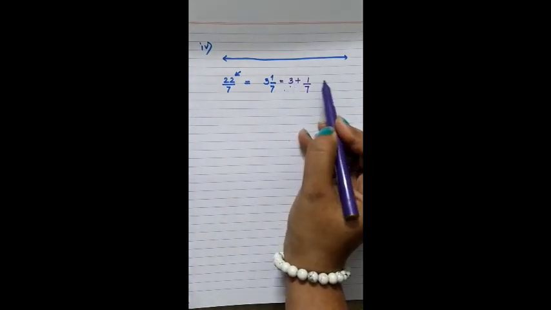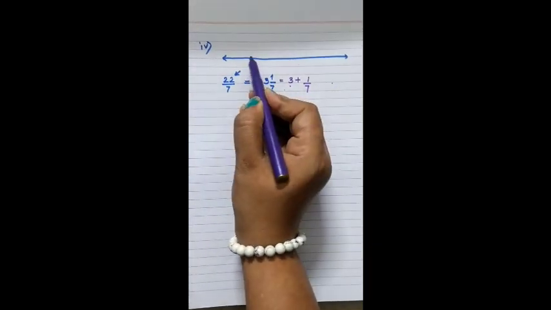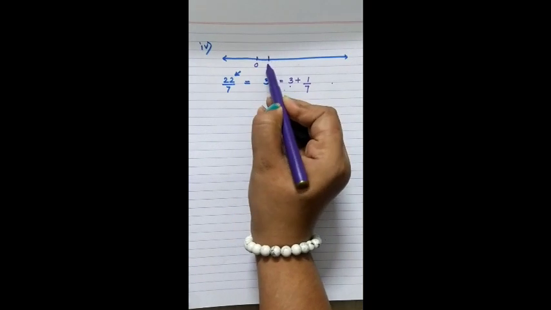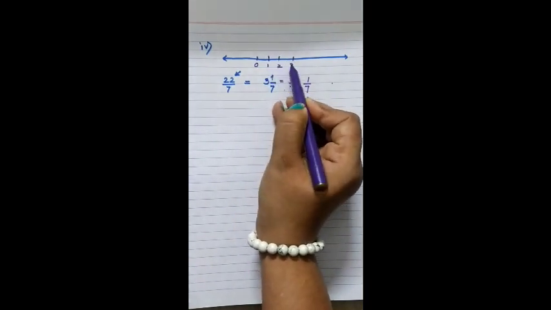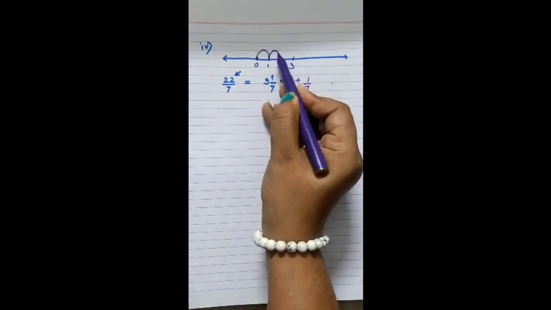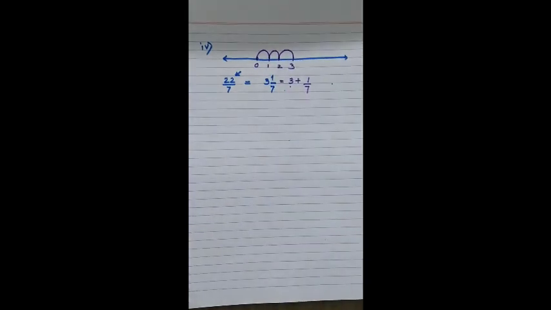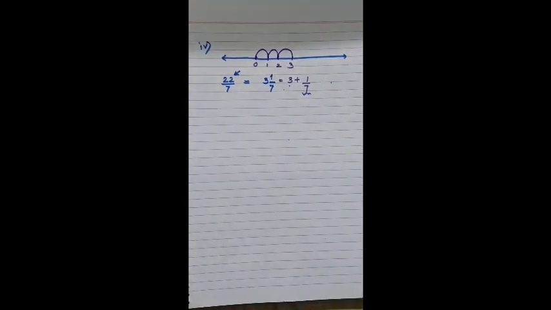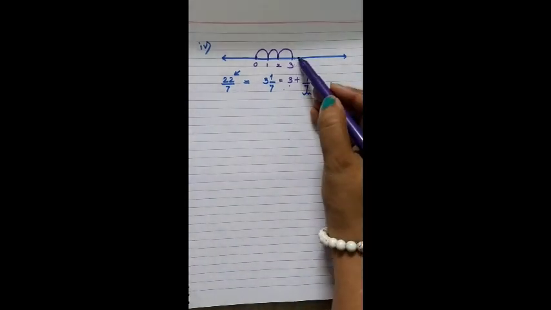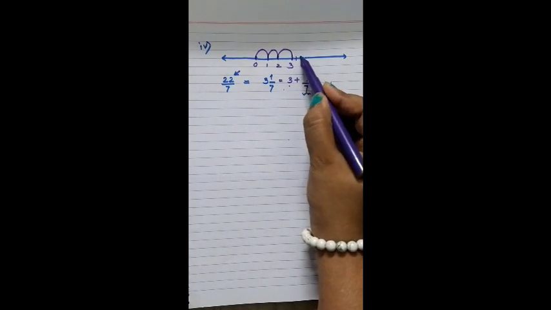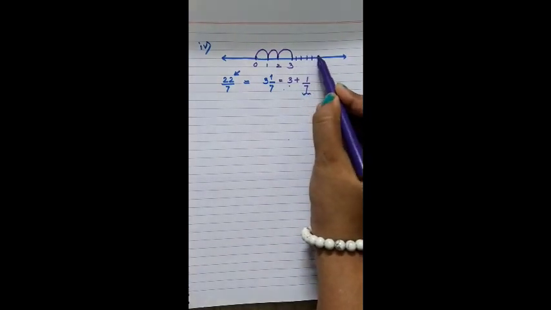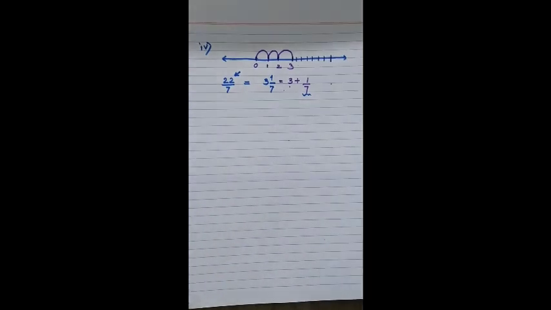It will lie in between 3 and 4, children. So 0, 1, 2, 3. Till 3 it is covering the whole part. Okay children, after 3 we are making how many divisions? Now you know that the denominator is 7, so we have to divide it into 7 equal divisions after 3. 1, 2, 3, 4, 5, 6 and 7 equal divisions.